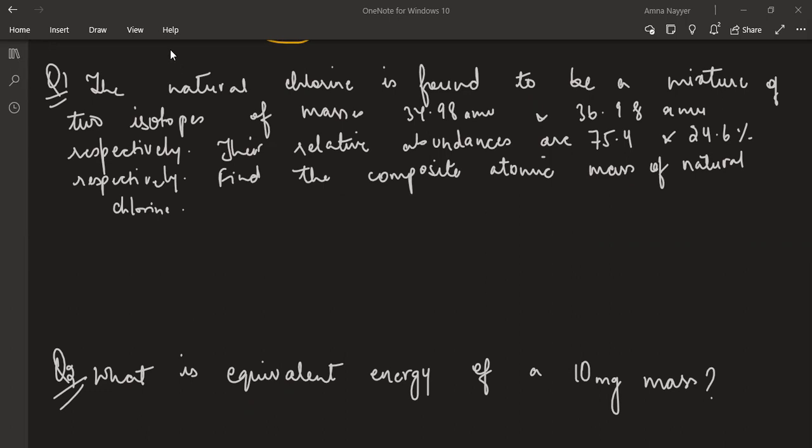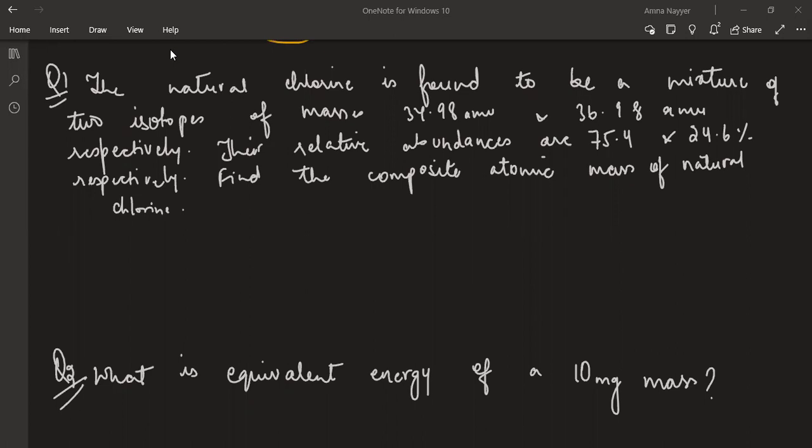The natural chlorine is found to be a mixture of two isotopes of masses. One is given as 34.98 AMU and the other is 36.98 AMU. This is given for both of the chlorine. Now, relative abundances means how much they are present, their quantity, and you have to tell what is the average mass that we take. We take one mass of chlorine. 35 you usually take in your chemistry also. You take 35 as the aggregate mass. But 37 is also used somewhere. 35 is the aggregate. Yes, Krishna.